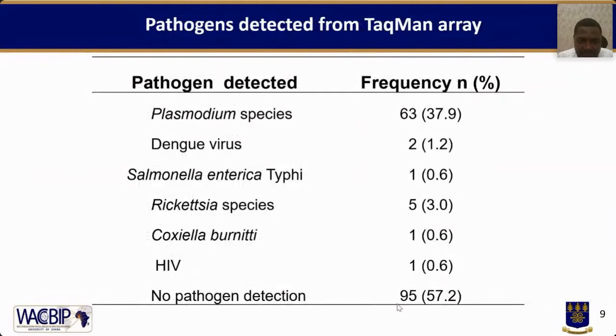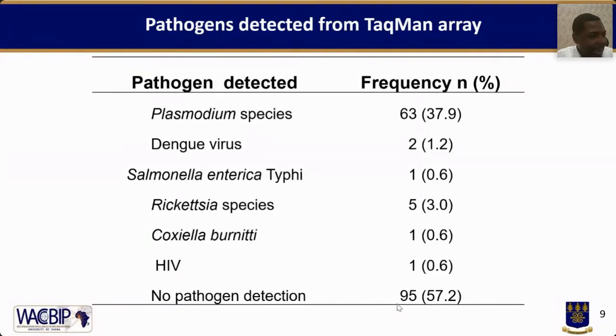We found a lot of pathogens. Of course, Plasmodium was the dominant pathogen, about 37.9%, almost 40%. But we also surprisingly found dengue virus. We also found Salmonella, Rickettsia, Coxiella, HIV. Dengue has never been reported. As we discussed before, it's highly underreported. But with the TaqMan Array, we were able to fish out dengue for the first time.